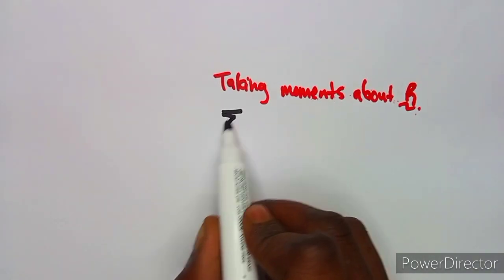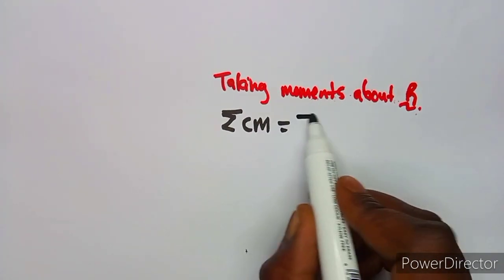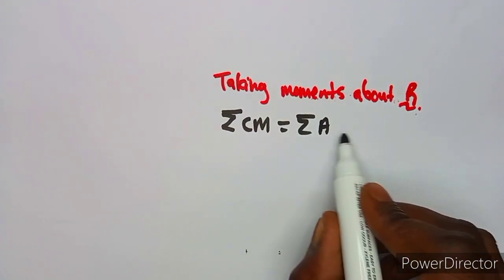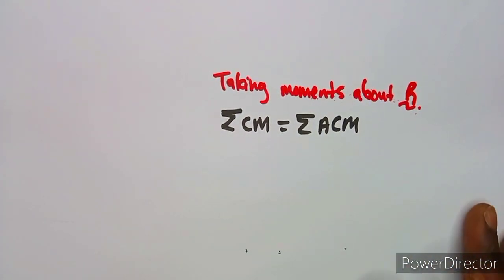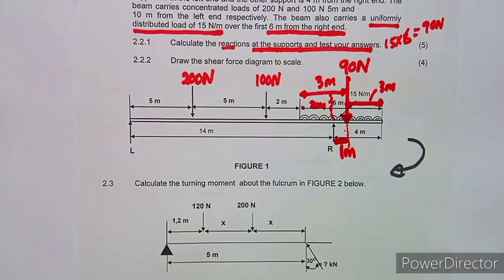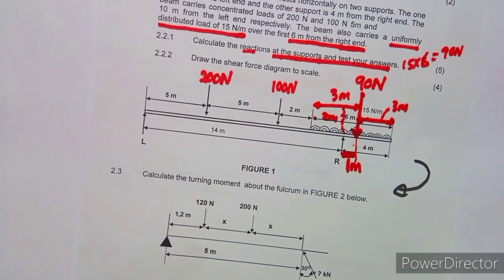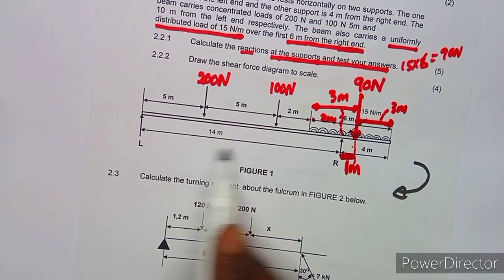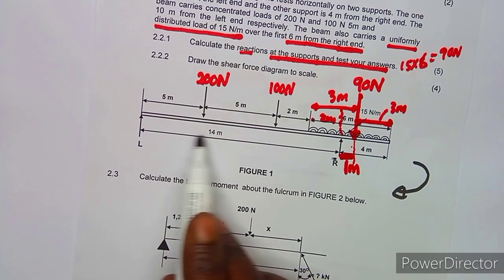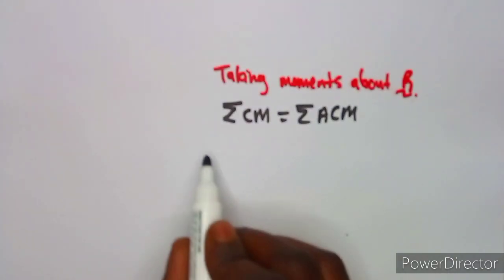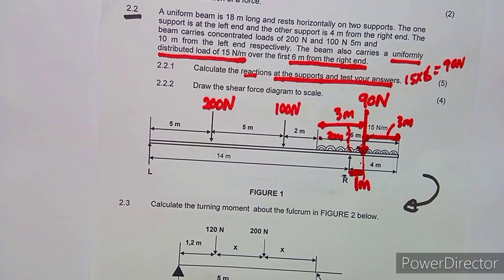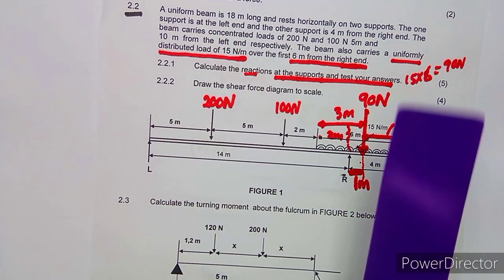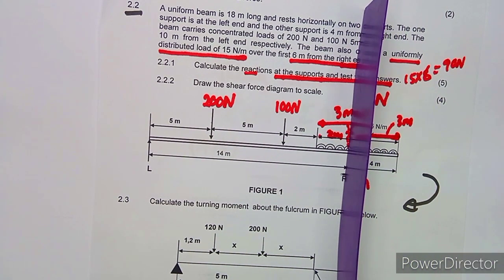This time I'm going to start with clockwise because L is moving in a clockwise direction. So the sum of clockwise moments is equal to the sum of anti-clockwise moments. It depends, guys, on your formula. If you start with anti-clockwise, that's fine. As for me, I want to start with clockwise, that's why I use this one. From L back to R here, there's a distance of 14. So it's 14 times L. Do we have anything else moving in a clockwise direction? This is our R here, guys. Remember what we said.